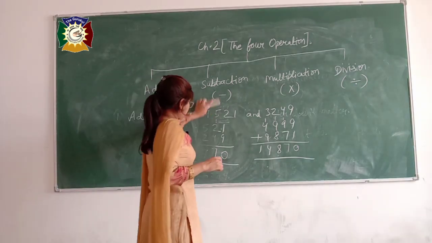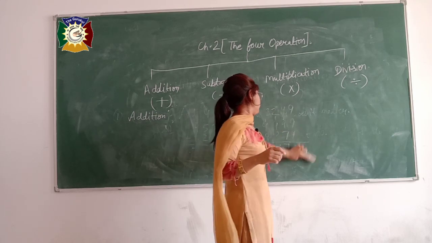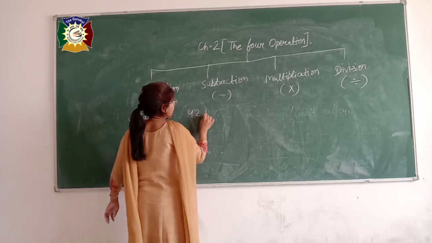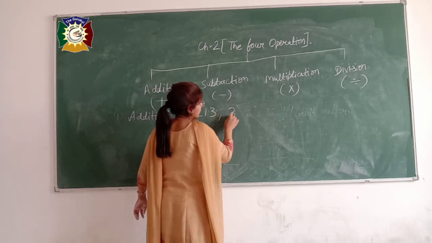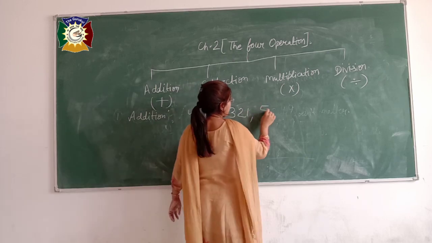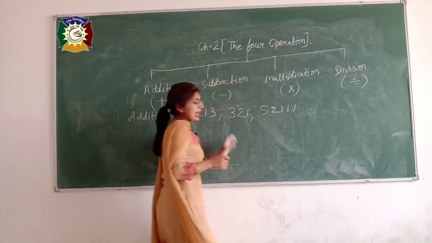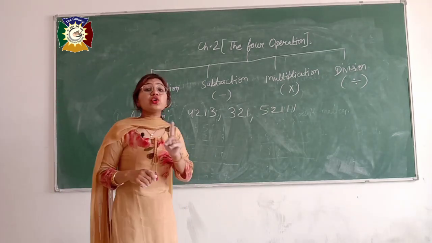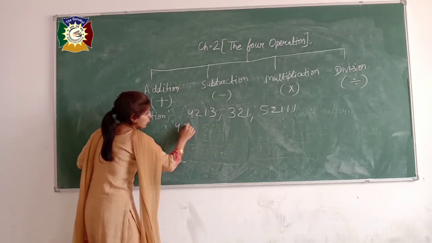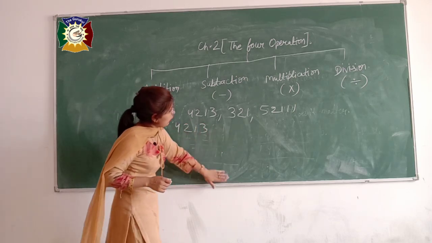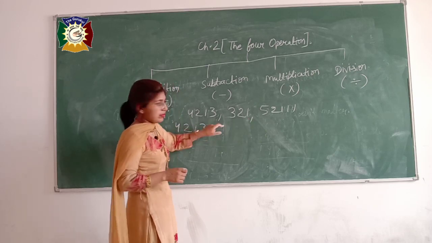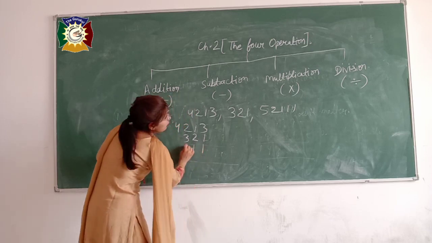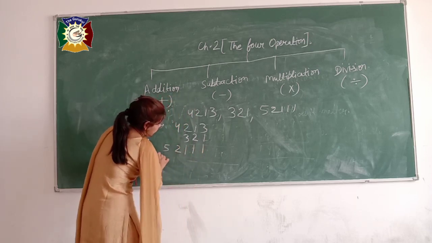What if I said you have to add 3 numbers, like 4, 2, 1, 3, 3, 2, 1 and your number is 5, 2, 1, 1, 1? If I said add these 3 numbers, boys, as I told, in addition, order does not matter. If you add these numbers like this, 4, 2, 1, 3, as I told, always write the number from right to left. Write it like this, 1, 2, 3. Now 1, 1, 1, 2, 5.